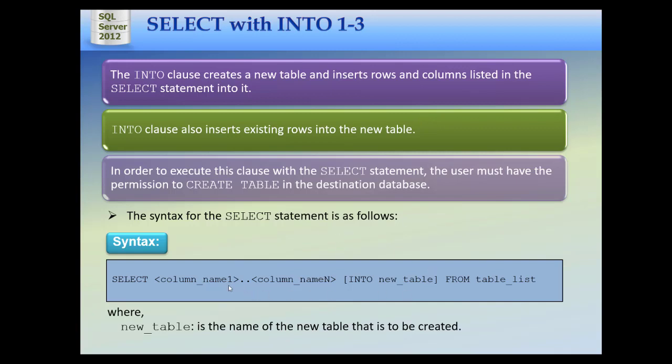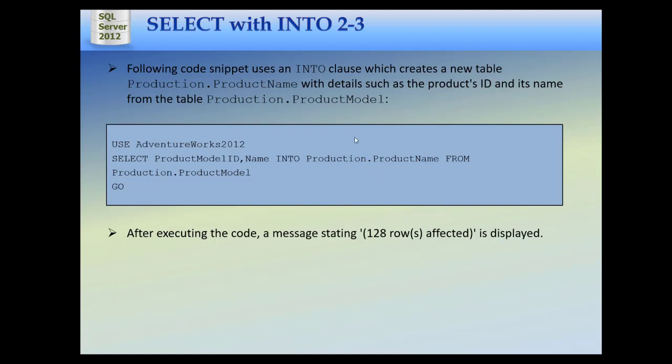The syntax is given here. Select, then the columns which you'd like to select, then into the name of the table which you want to create, and then you select the table which you want to retrieve these columns from. We have this statement here, and this is what it's going to do. The following code snippet uses an into clause which creates a new table, production.product name, with details such as the product ID and its name from the production.product model.